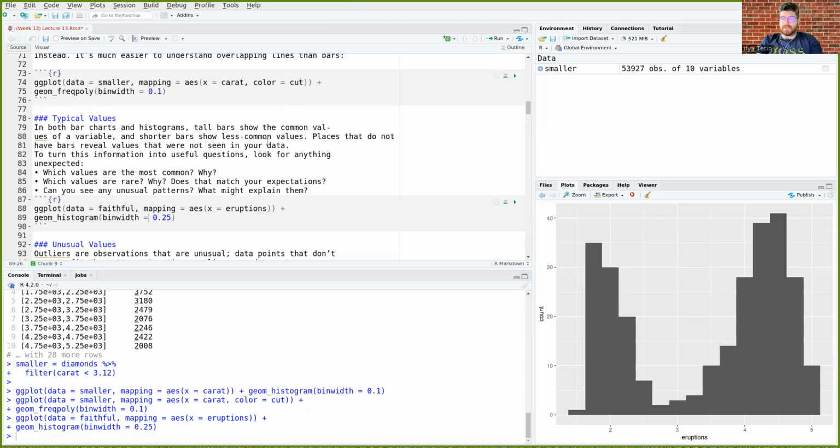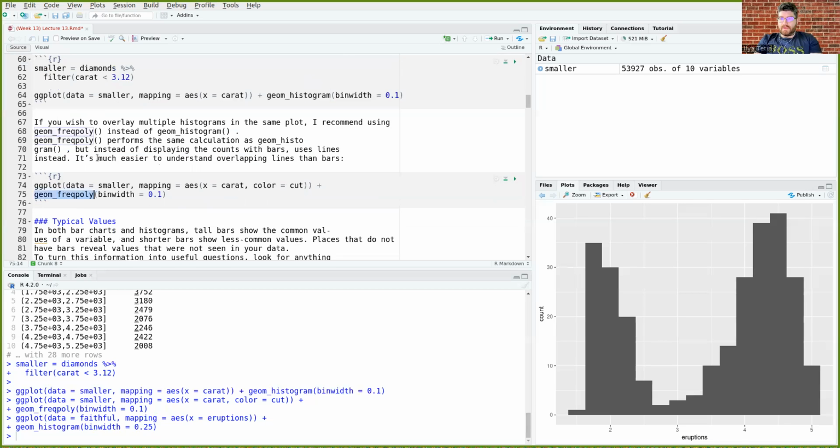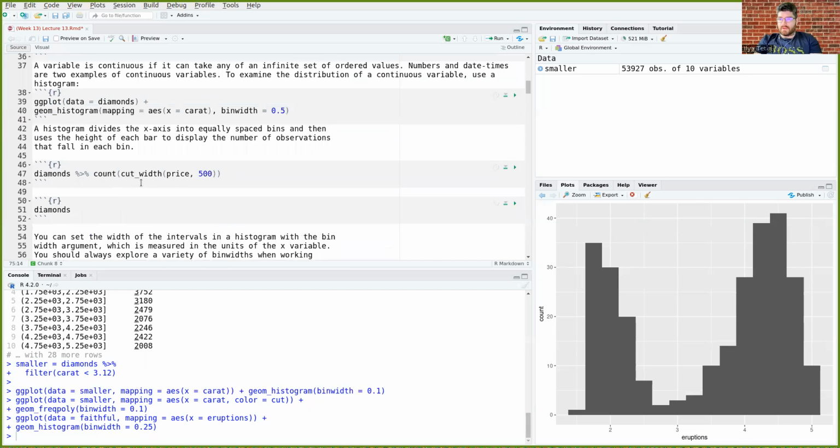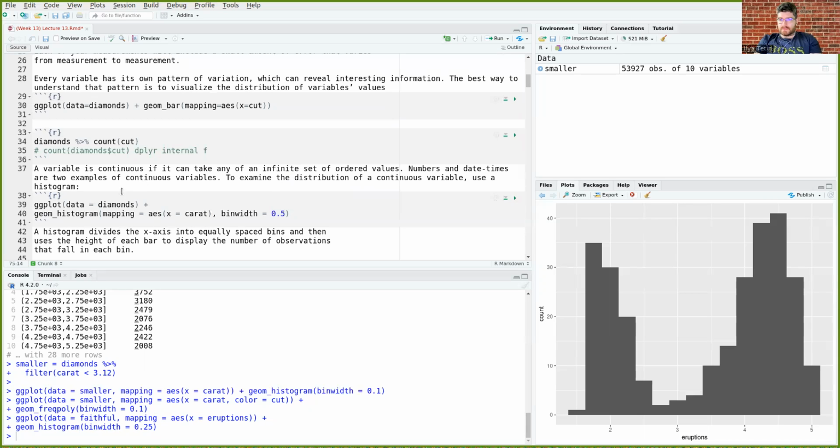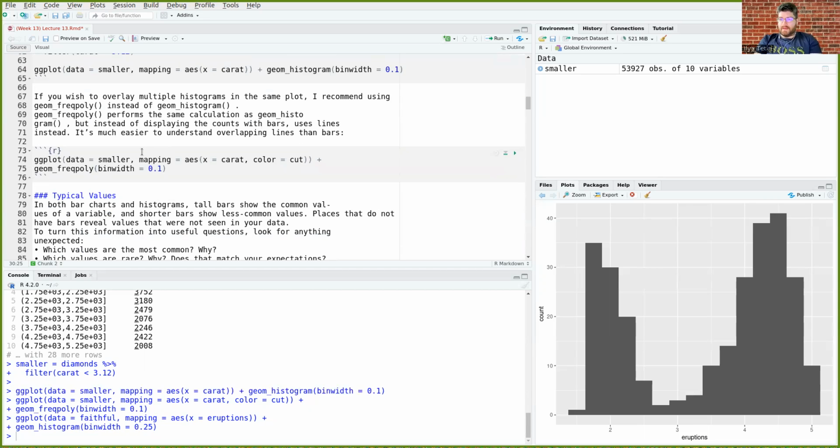We will cover some basics in our last lectures, but for now we just need to understand how to produce these plots. Okay, geom_histogram, geom_freqpoly, and what else? And geom_bar. These are three types of graphs we have produced so far.